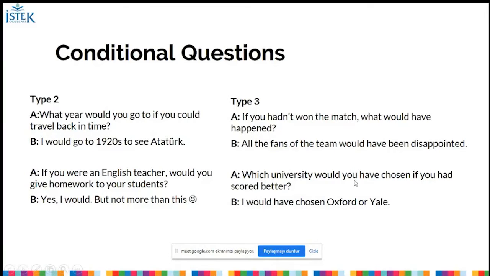Which university would you have chosen if you had scored better? I would have chosen Oxford or Yale, the main clause here. I would have chosen Oxford or Yale.